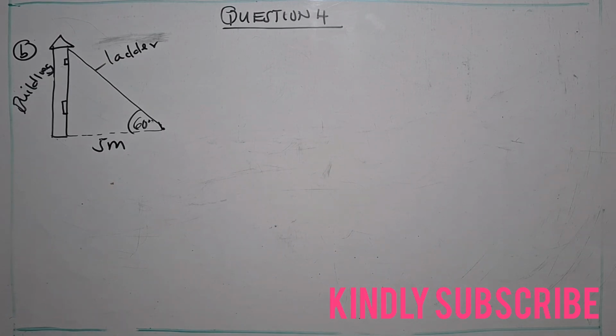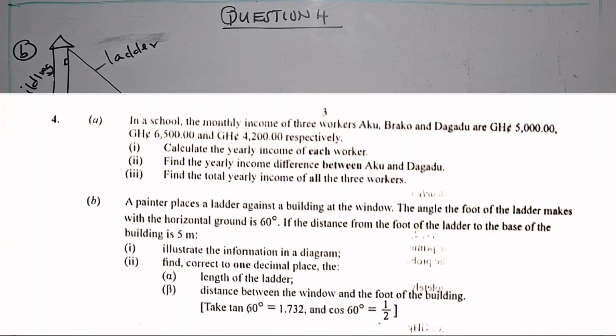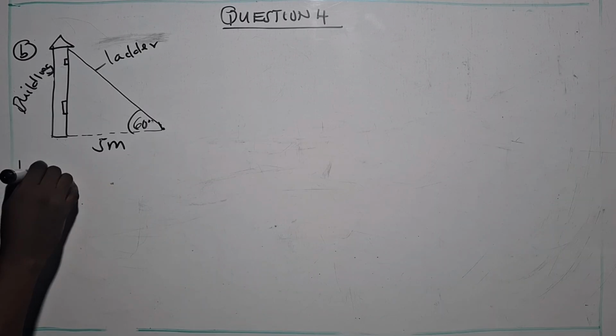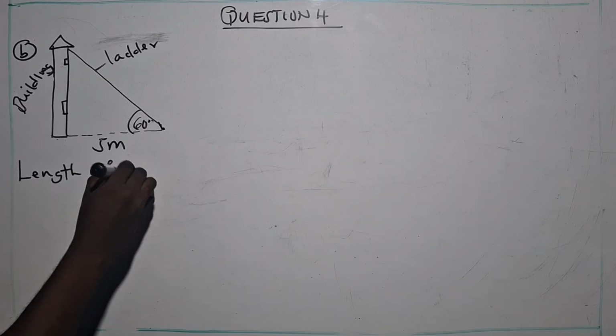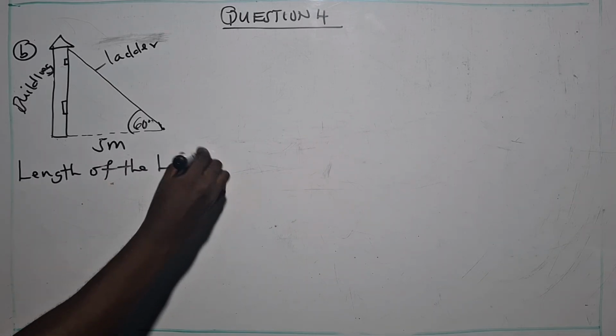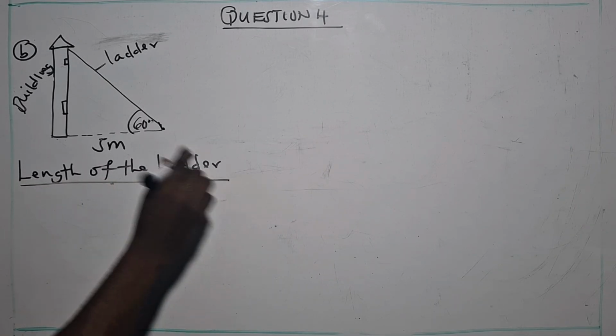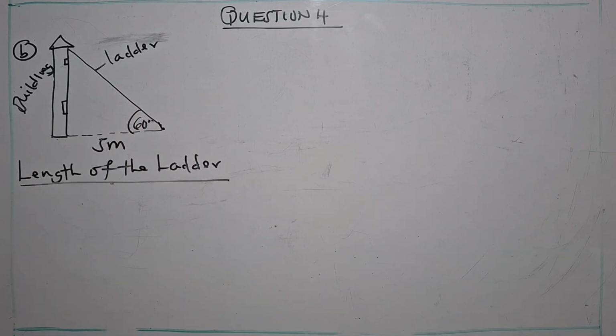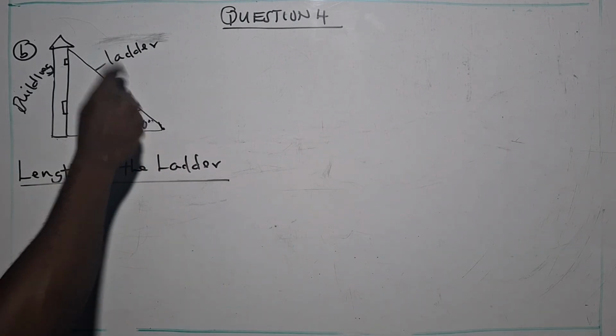So illustrate the information. Find, correct to one decimal place, the length of the ladder. This is where the problem is. The length of the ladder. So we are finding the length of the ladder.